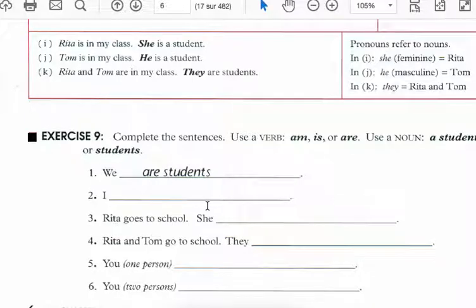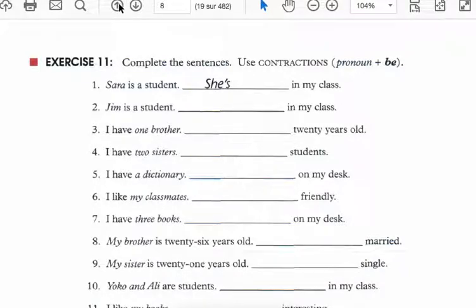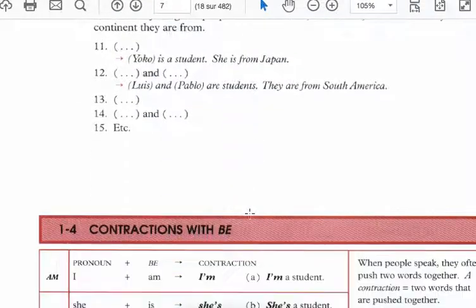So we are students. I am a student. Rita goes to school. She's a student. Rita and Tom go to school. They are students. You are a student. One person. Two persons. You guys, you people are students. Okay. Let me go to the next page. I don't think we did that. I'm making sure I'm not.